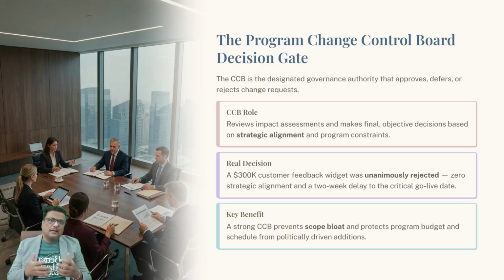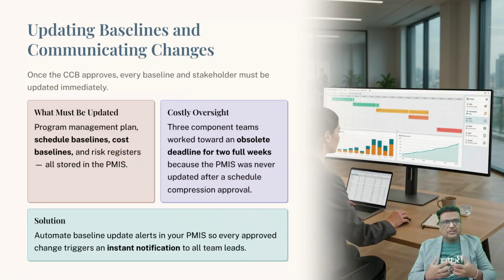Stay with me for a moment, because a strong CCB prevents scope bloat. Let's explore how approved change requests are officially integrated into your program documentation, baselines, and PMIS repositories. The official study guide emphasizes that once a change request is approved by the CCB, the program manager must update the formal program management plan, schedule baselines, cost baselines, and risk registers, ensuring all stakeholders are promptly notified.